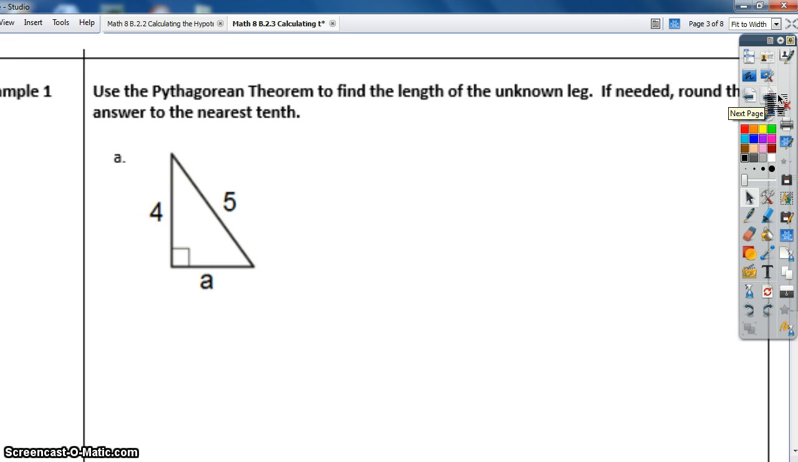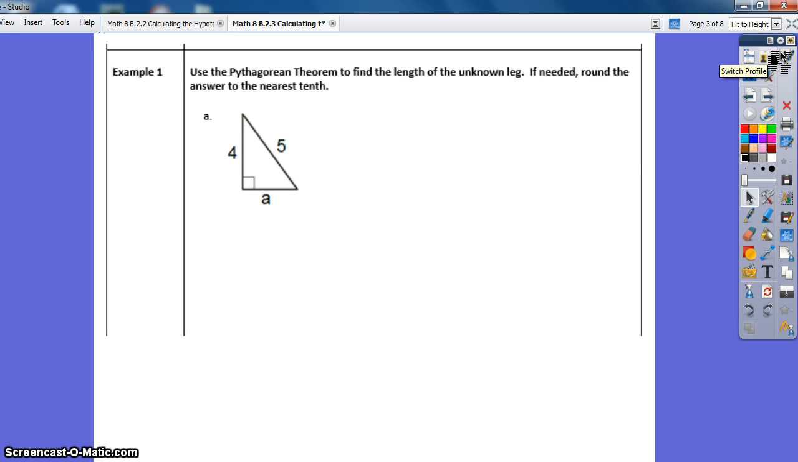Let's practice. Example 1, use the Pythagorean theorem to find the length of the unknown leg. If needed, round to the nearest tenth. We need to label A, B, and C. They've given us the A already. Here's my 90-degree angle. Which one is my B then, the 4 or the 5? 4, that one is my B. And then 5 is my C, my hypotenuse, which is the longest side and opposite the right angle.